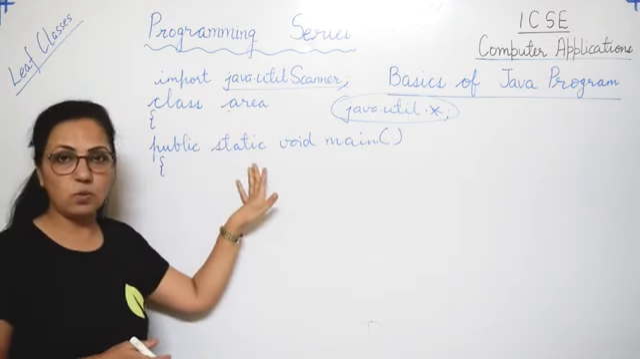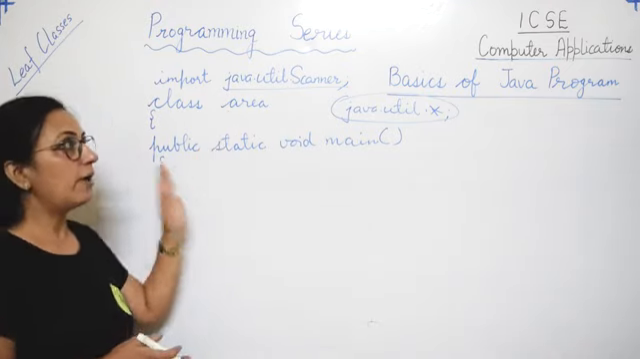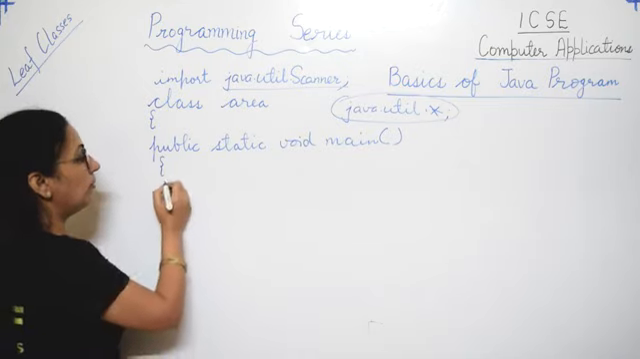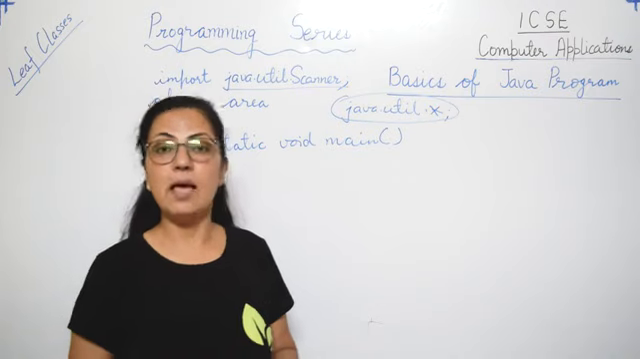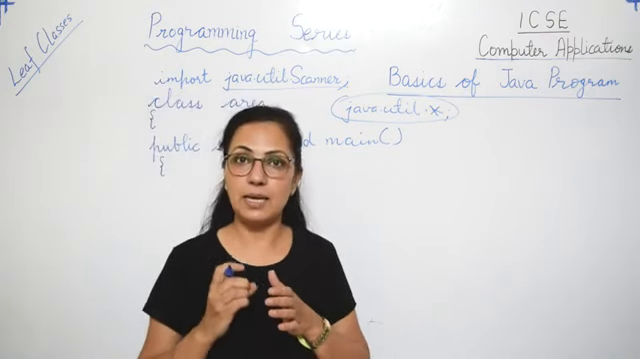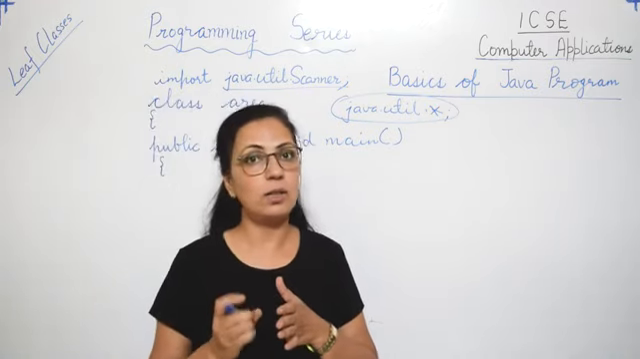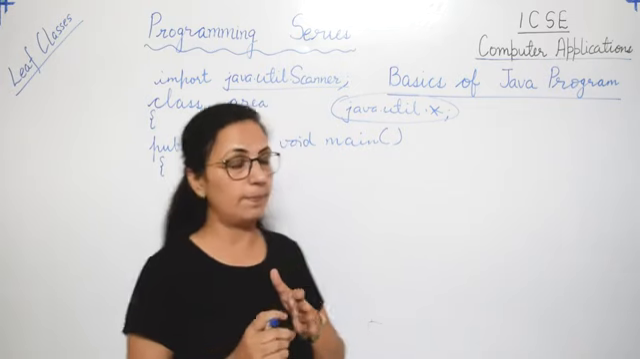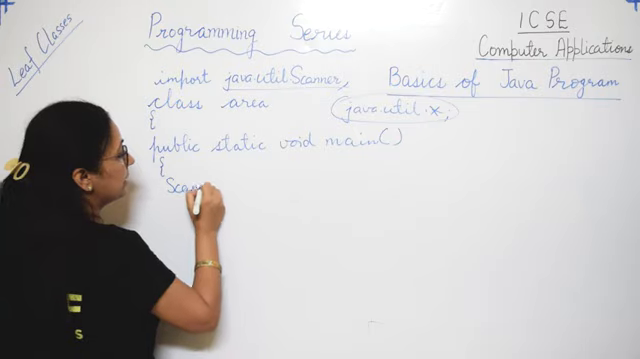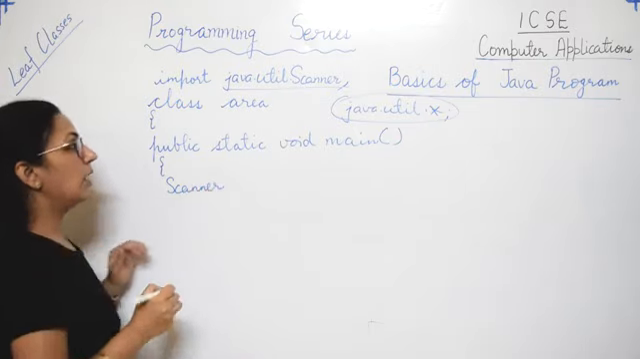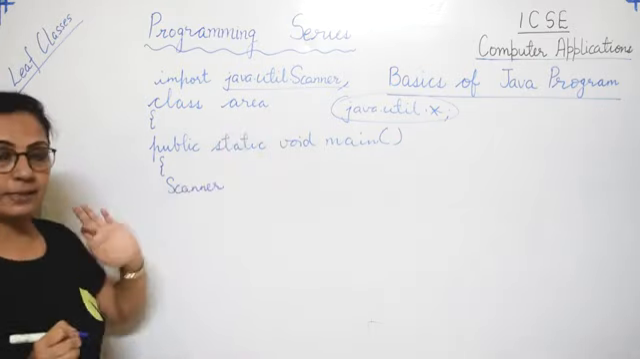Then public static void main, this will remain same. After this, what we have to do? We have to create the object of scanner class. Because to access any function, we need to call the function using the object name, right? So the first step which we will be doing is the creation of the object of class scanner.